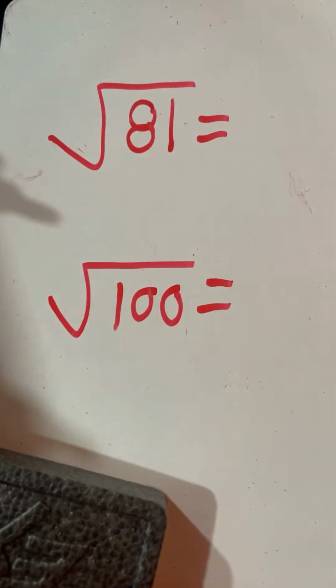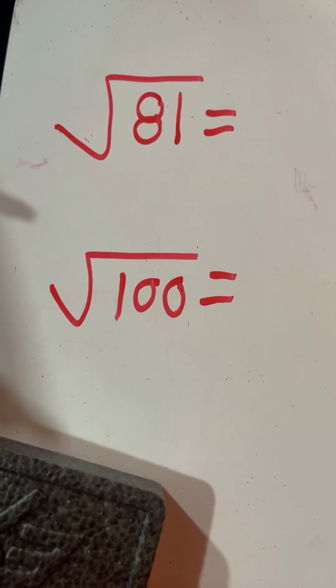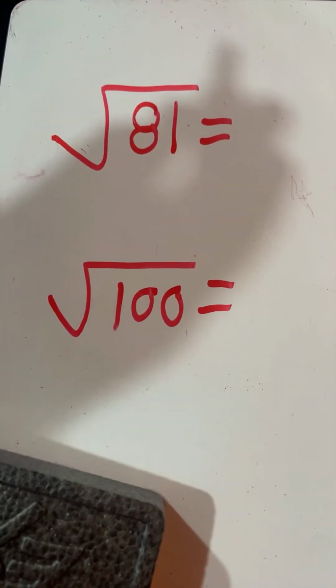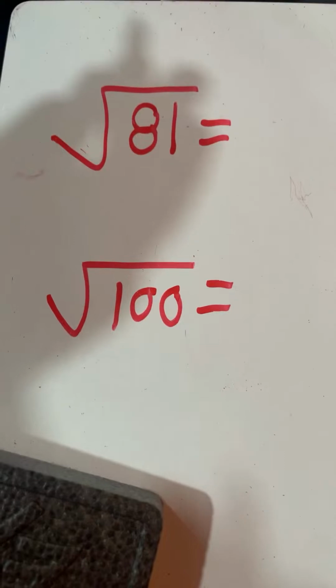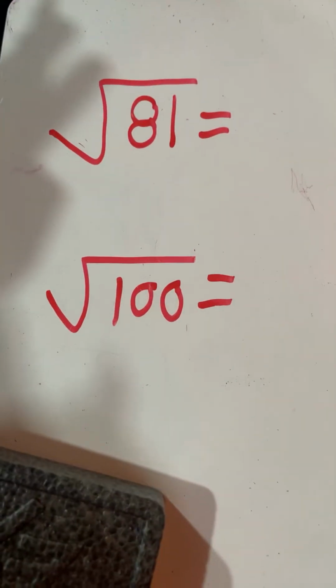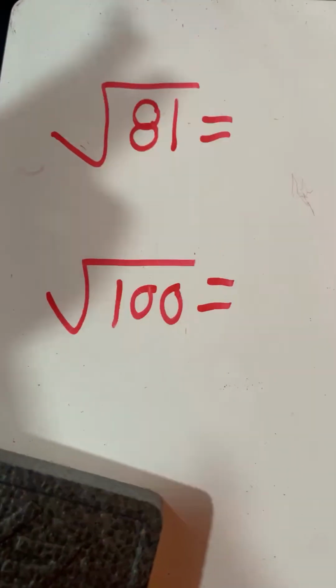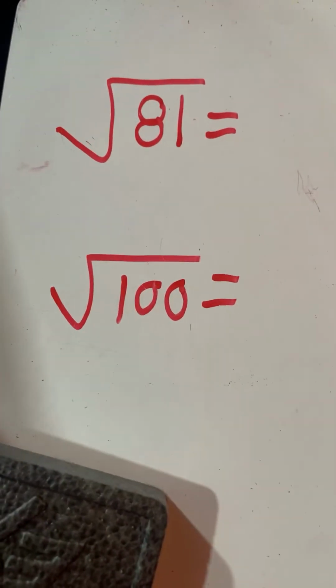All right, the final 2 square root problems. And this is really a matter of knowing your multiplication facts. Because if you know your multiplication facts, if you have memorized what number multiplied by itself equals a different number, you'll have a very easy time with square roots.